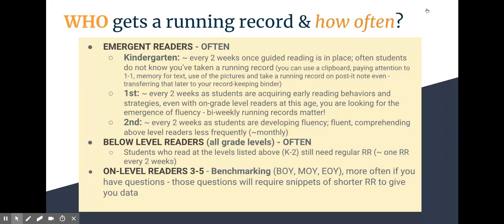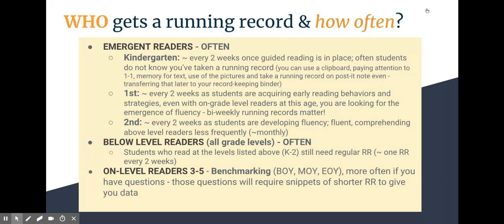But once you've got guided reading up and going, you're going to be taking running records on the text you introduced the day before, and you can use that as benchmarking, even though it's not a cold read, as a way at the beginning of the year to get a sense of how your students read. And then you'll want to take another set of running records, middle of year and end of year.